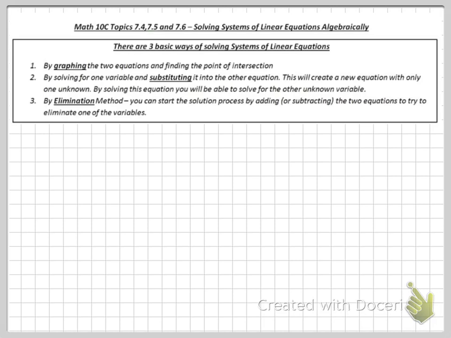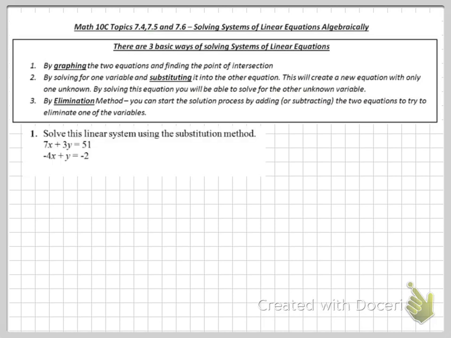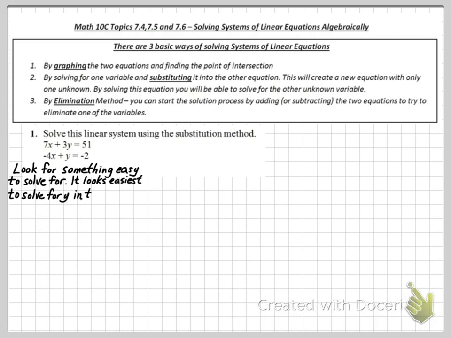So let's get started. Let's solve this system of equations using the substitution method. Well, the first thing that we're going to do is look for something that we can solve for easily. And in the first equation, x can't be solved for very easily, neither can y. But in the second equation, we can see that it should be fairly easy to solve for y, because if we added 4x to both sides, we would get y is equal to 4x minus 2. So look for something easy to solve for. And it looks easiest to solve for y in the second equation.